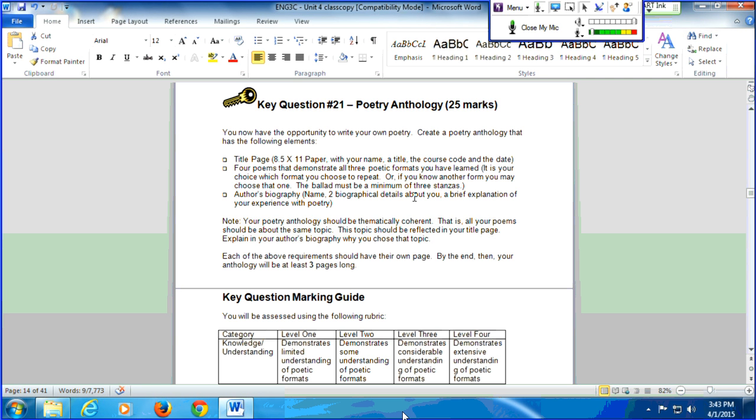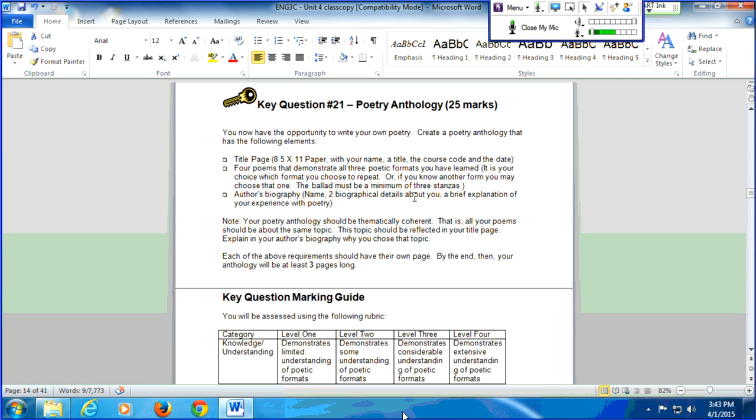So, depending on how fast you write and whether you get to this right away, I expect that this whole assignment will probably have taken you about an hour and a half or 2 hours or so. Each of the requirements should have its own page. So you have all your 4 poems on one page if you want to, plus your author biography on the second page, plus your title page, for a total of 3 pages.